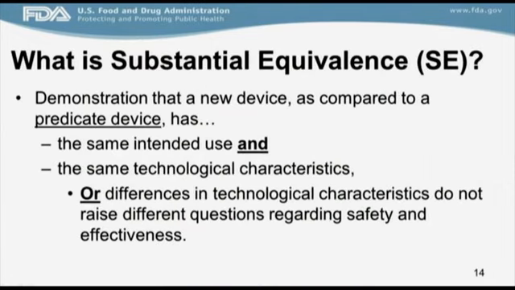So now let's talk about substantial equivalence. This is the bread and butter of the 510K program. Substantial equivalence is basically the demonstration that your new device compared to a predicate device has the same intended use and the same technological characteristics, or it has the same intended use and the differences in technological characteristics do not raise different questions about safety and effectiveness. It's very important to note that substantial equivalence is the whole point of the 510K program, and that's what you are trying to demonstrate in your submission.